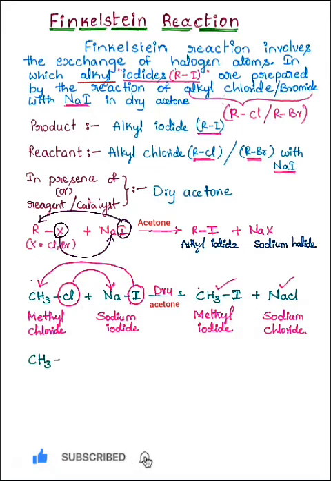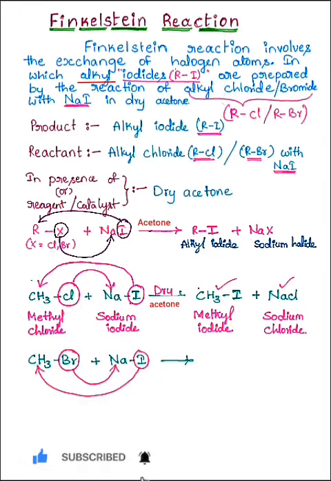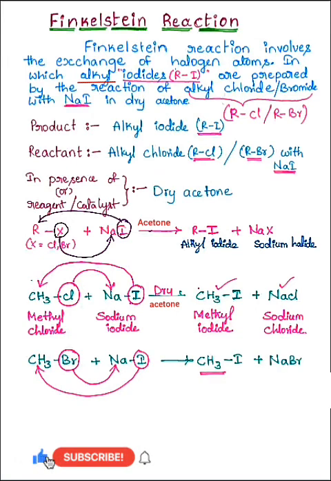Let's see one more example. We are taking methyl bromide as an example. This methyl bromide is going to react with sodium iodide, and there are 2 halogen atoms on the left side of the equation, that is the reactant side. The halogens are bromine in methyl bromide and iodine in sodium iodide. These 2 halogen atoms undergo exchange between methyl bromide and sodium iodide. By that exchange we get methyl iodide as the main product and sodium bromide as a byproduct.